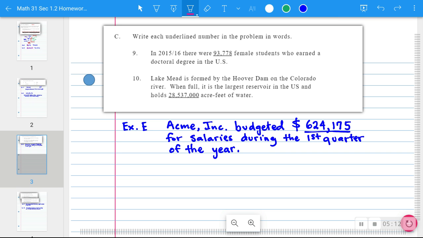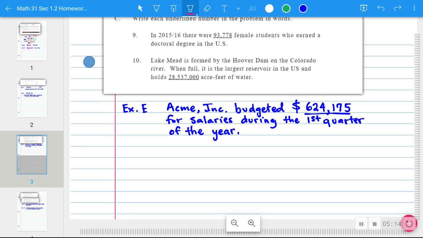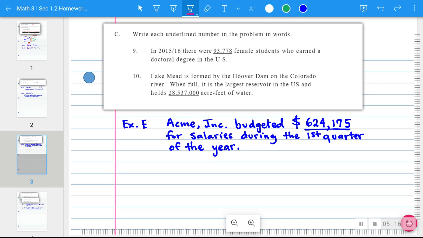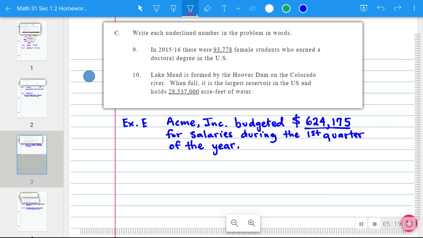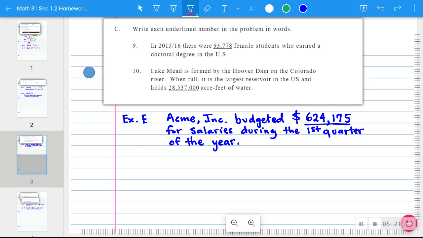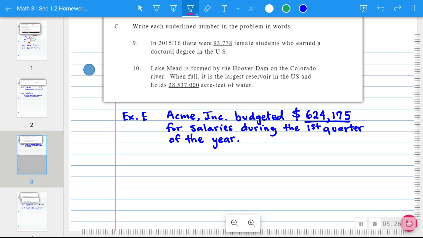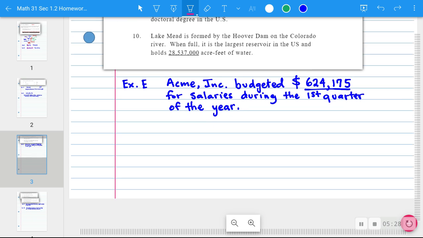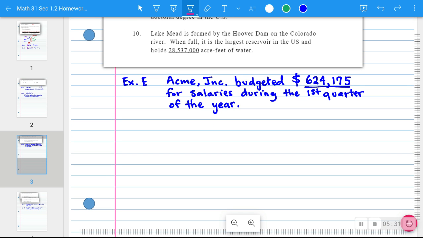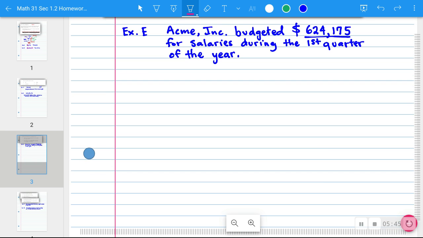Okay, the next section, we're supposed to do the same thing. It's just in the context of more information. So really here you can ignore everything except the number that's underlined ultimately, but they do want you to understand that these things don't occur in a vacuum. They're usually sandwiched into context. So Acme Incorporated budgeted $624,175 for salaries during the first quarter of the year. Okay, so we have to write that number out.